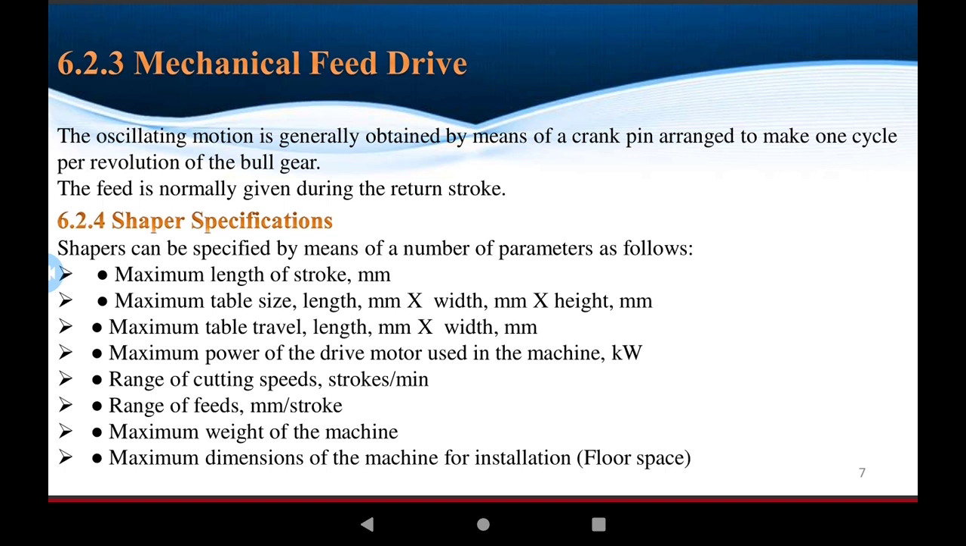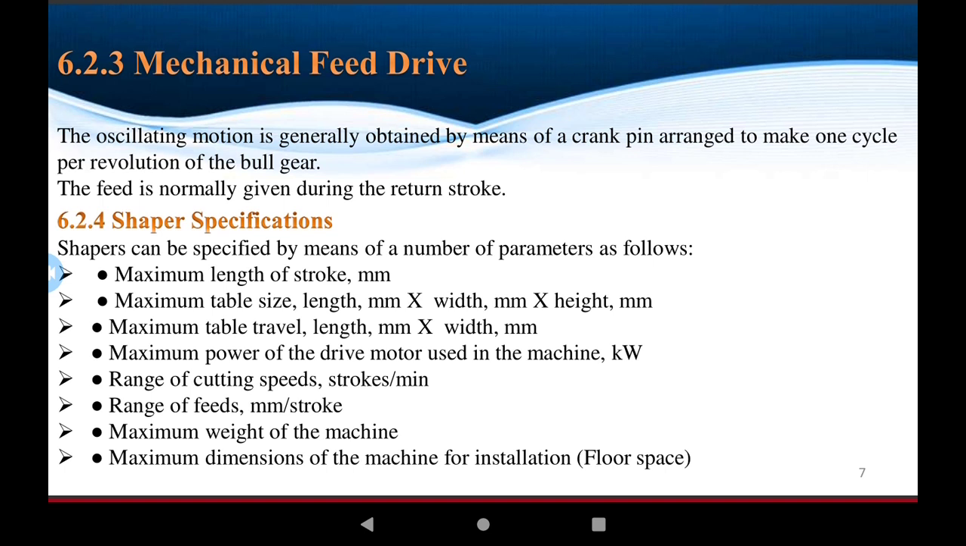The gear motion is also very fast, and it is selected for some feed rate given for the feed rate of the tools. This is normally given during the return stroke of the machines.